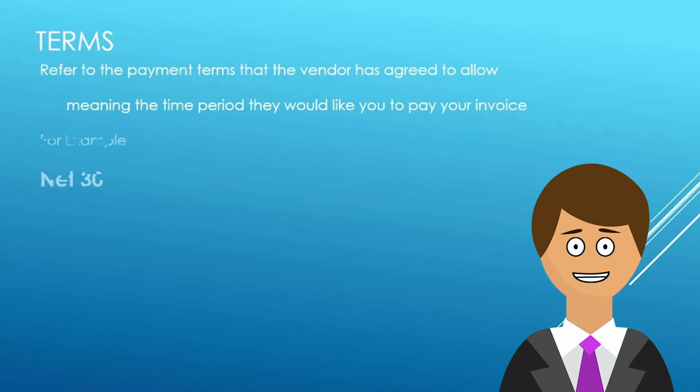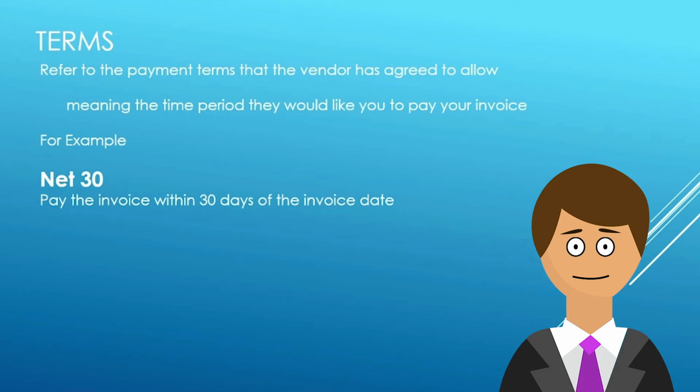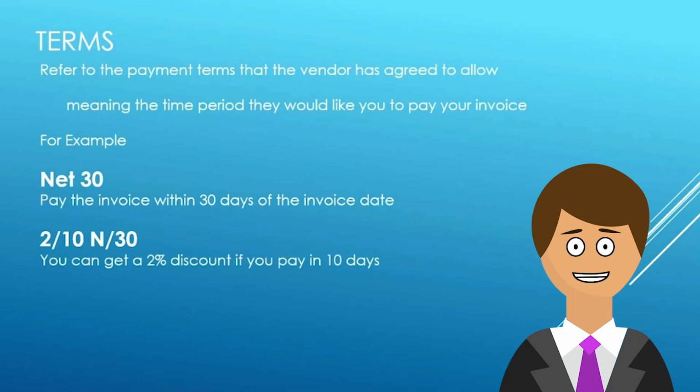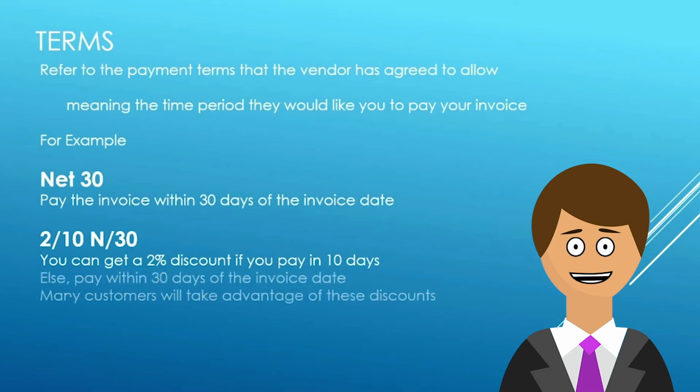So an example of terms would be net 30. So net 30 would mean, hey, please pay that invoice within 30 days of that invoice date. So I've got 30 days to pay it. Some vendors will come up with terms such as 2/10 net 30 or some other version of this, but what that means is you can get a 2% discount if you pay that invoice within 10 days. If you don't pay it within 10 days, well, then we want you to still pay it within the 30 days of the invoice date.